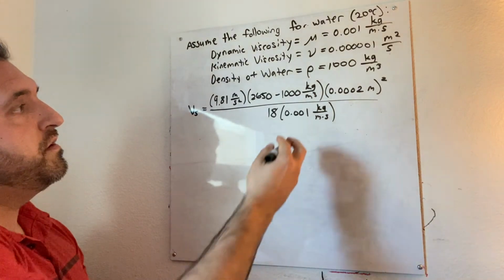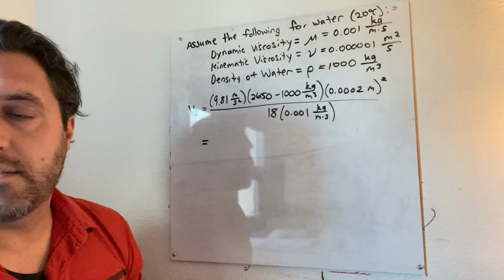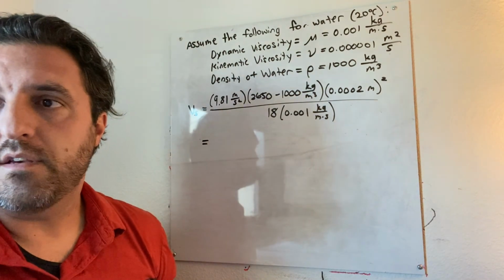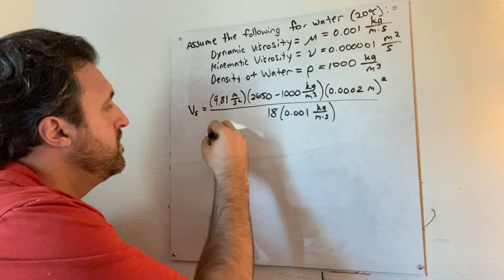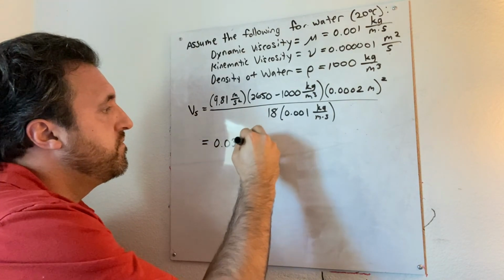All right, so the units all check out, and this gives us a value of 0.036 meters per second.